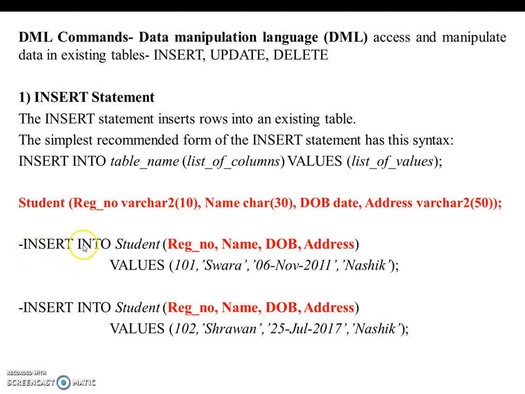Insert into, and the table name is student, then the list of columns. I am inserting column by column, their names: register number, name, DOB, address. Please do not put here their data types and their sizes. You just need to list their names separated by commas. So register number, name, DOB and address are the columns of student.